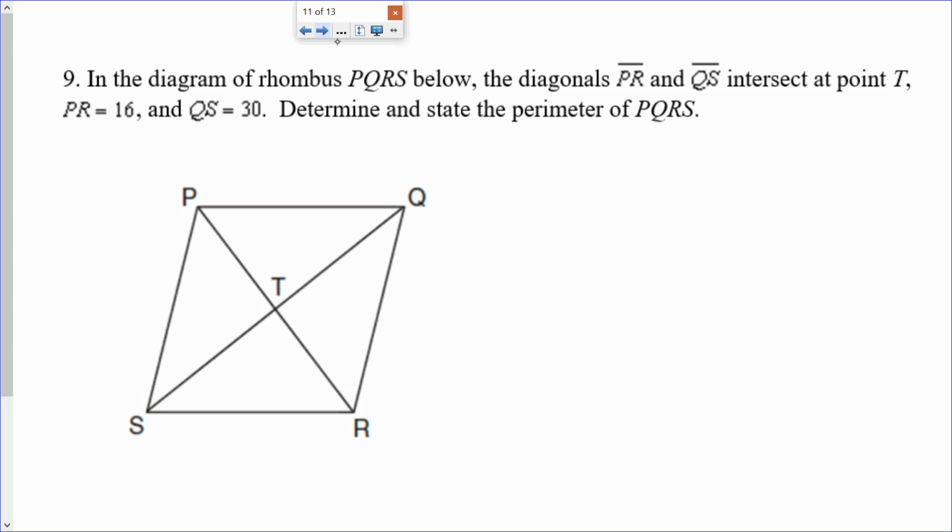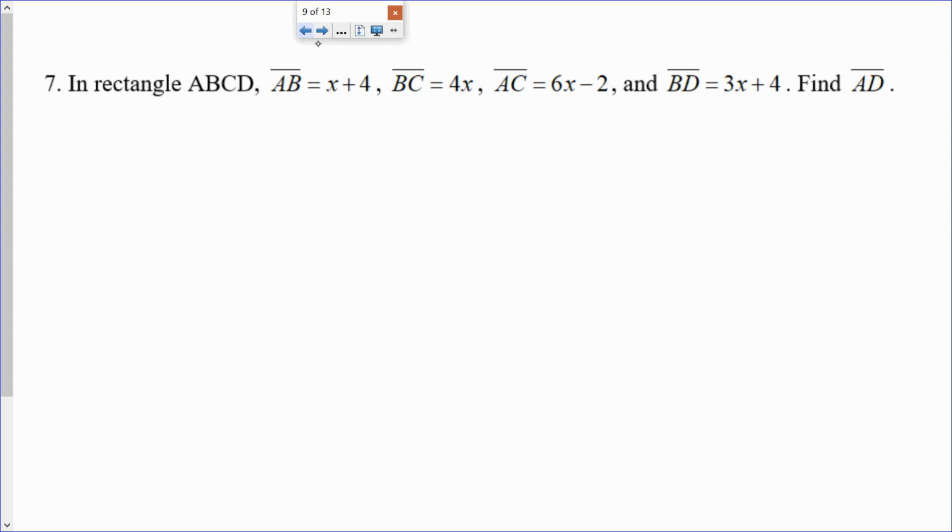And then there's a different type of question afterwards. So let's take a look at number 7. I want you to try it on your own. So draw a picture, obviously. Pause, try this problem on your own, and then unpause, and then I'll go over it.